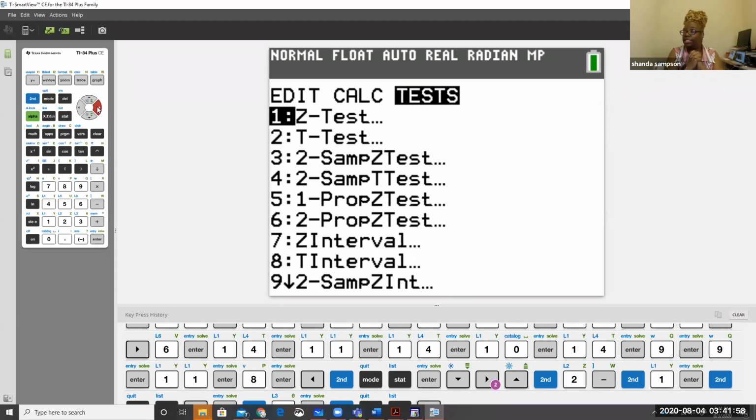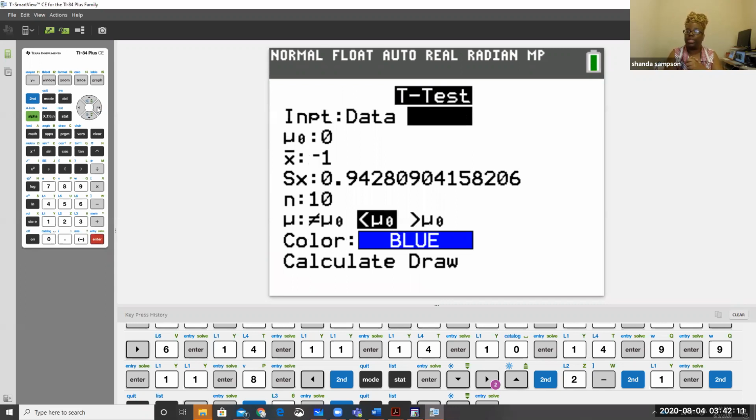So is it a Z test or a T test? Well, do we have the population standard deviation or don't we? We do not have the population standard deviation, so it is a T test. Yay! Hopefully you got that. It's a T test, so that's number 2, hit the T test.